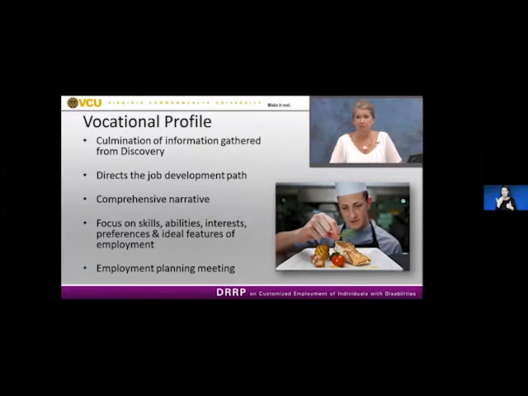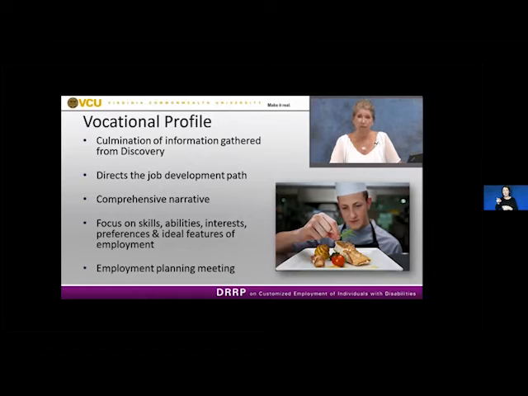You can think of it as a story, if you will, a story of who the job seeker is, focusing mainly on the positives. Really only on the positives. It's not a judgmental, it's not a biased document, it's straight facts. This is who the person is and this is what we observed. And it shows what the individual's skills, abilities, and interests are and what their features of employment need to be.